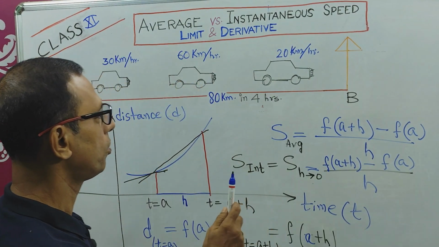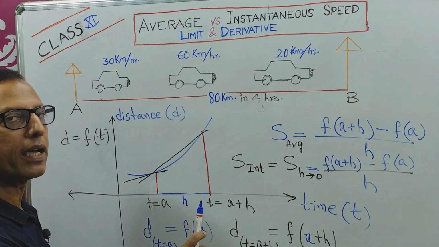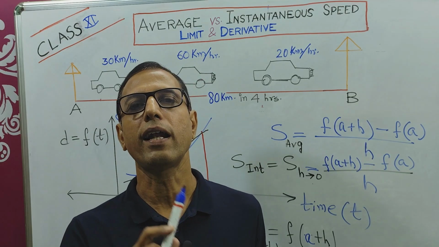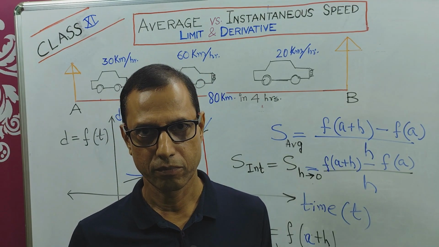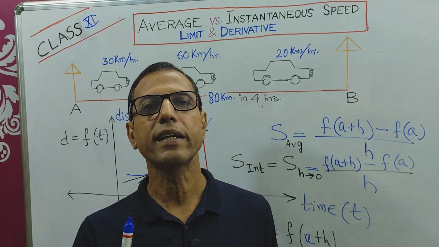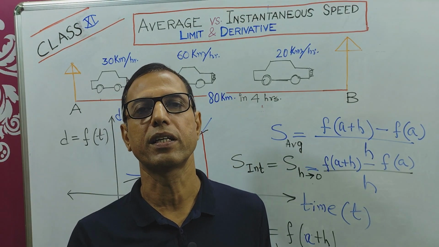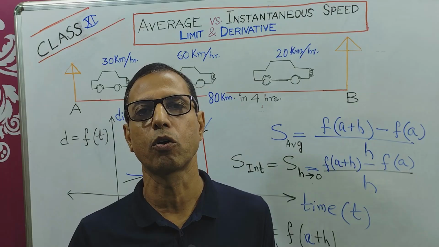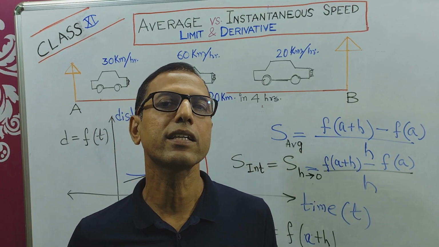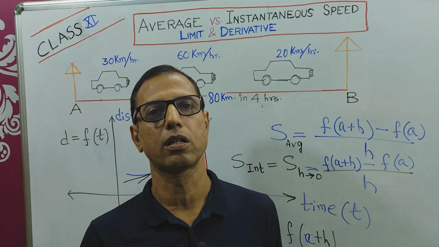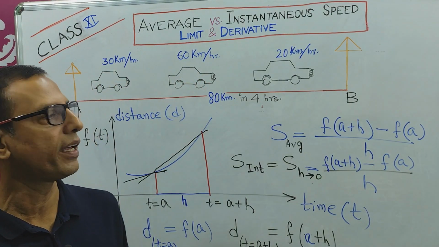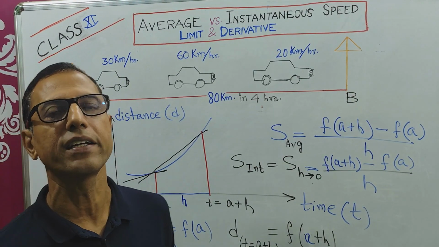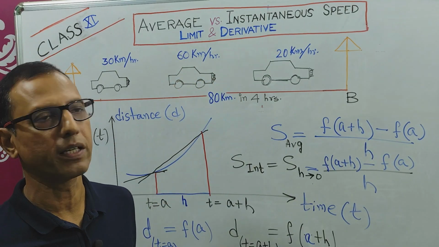ठीक है, तो punch line यहाँ पे क्या है? Average velocity is equal to total distance covered by total time. But ये instantaneous speed क्या होता है? At any given point in time, what is the speed? तो average velocity के लिए secant line हम लोग consider करते हैं, लेकिन instantaneous speed के लिए हम लोग tangent को consider करते हैं.